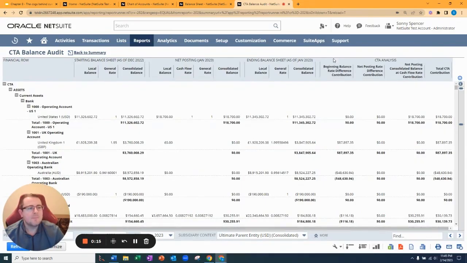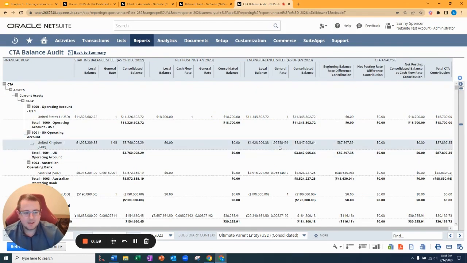And first, let's take a look at the beginning balance rate difference contribution column. Now, the name of this column lends itself to the calculation behind the numbers. We're going to take the local balance from our starting balance sheet, and we're going to multiply that by the movement in our consolidated exchange rates for the periods that we're looking at. In other words, we're going to take the general rate value from our ending balance sheet, deduct the general rate value from our beginning balance sheet, and multiply that by the local balance. That's going to give us our beginning balance rate difference contribution.